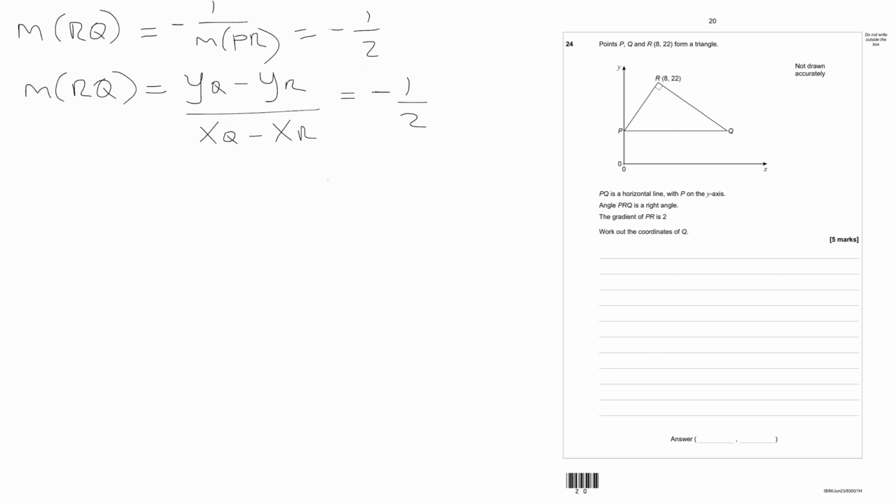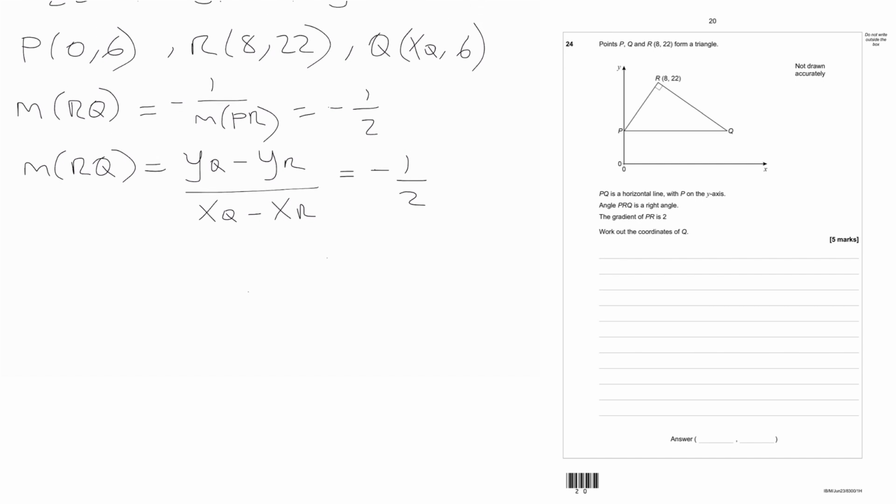So we know that y of q is equal to 6, so we have 6 minus 22 over x of q minus 8, and if we just simplify this one more, 6 minus 22 is minus 16, so we have minus 16 over xq minus 8 equals minus a half.